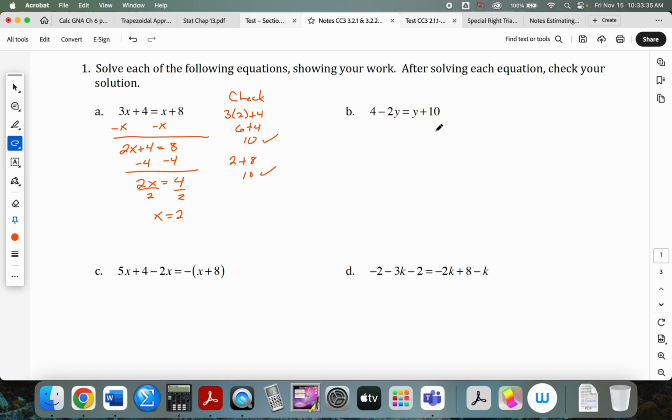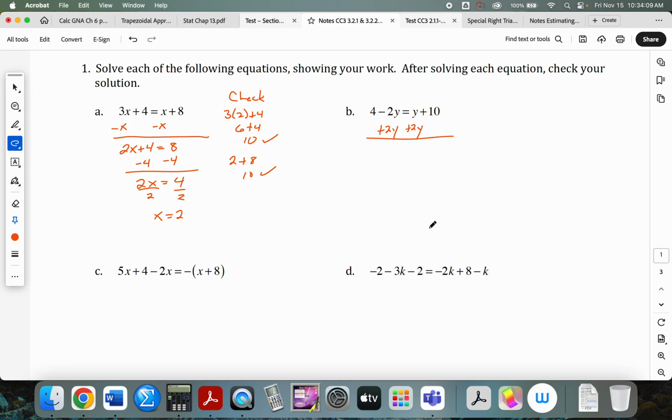For part B, you can start by removing a y tile from the right side, but then you're going to have to remove it from the left side also, and there's not a positive one to remove, and you're like, what am I supposed to do when on one side it's a positive tile and on the other side it's a negative tile? Right? I can't just remove the same thing from both sides. So what I'm going to do is I'm actually going to add 2 y tiles to both sides.